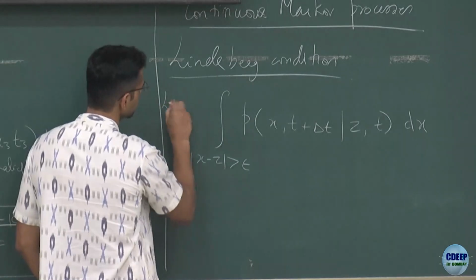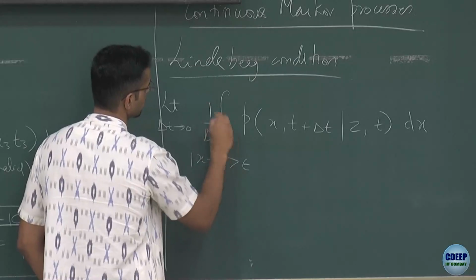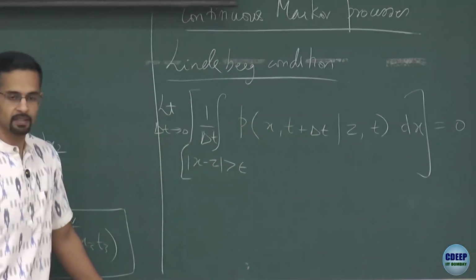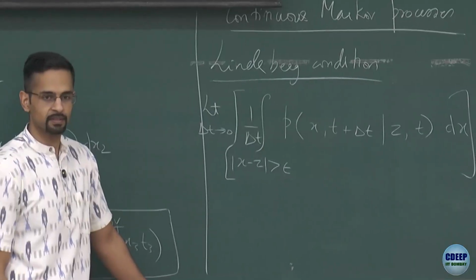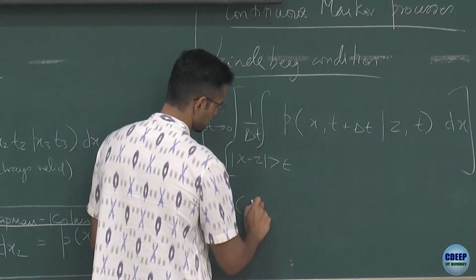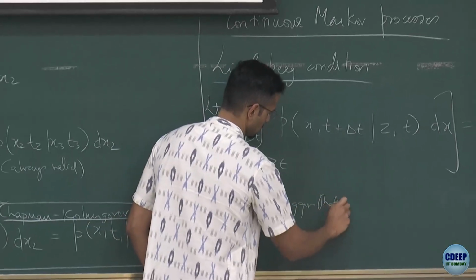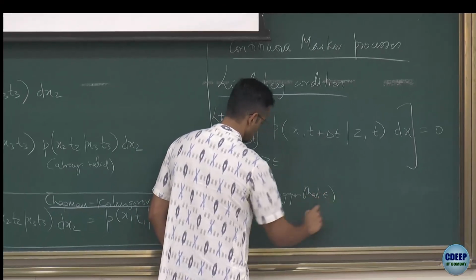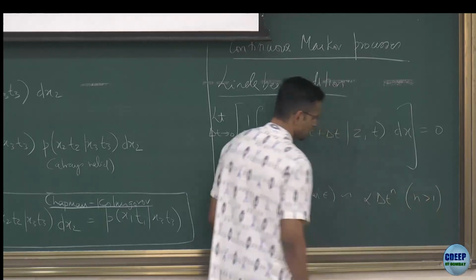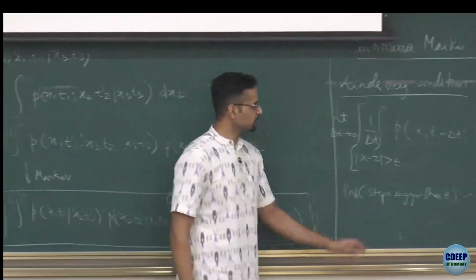Okay, and the condition says that the limit of this probability as delta t tends to 0, with a 1 by delta t sitting here, should be 0. In other words, if I say it intuitively, that's the intuitive condition.